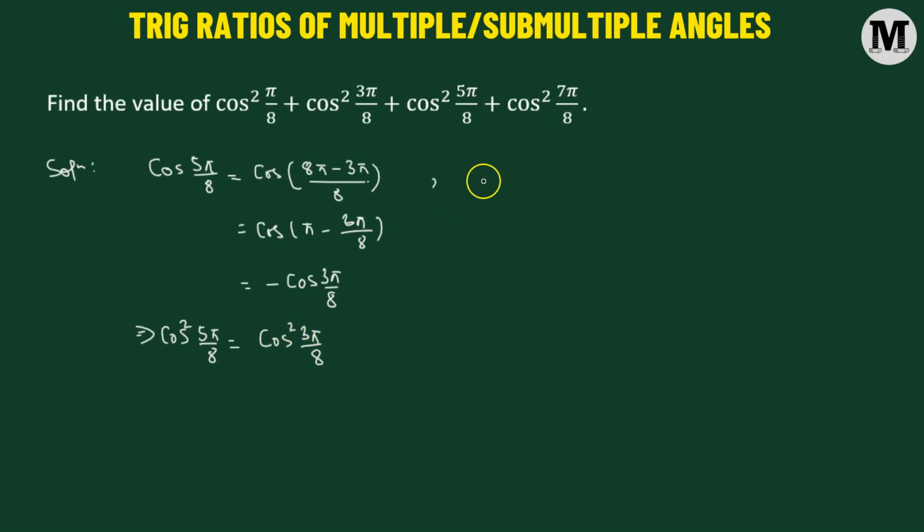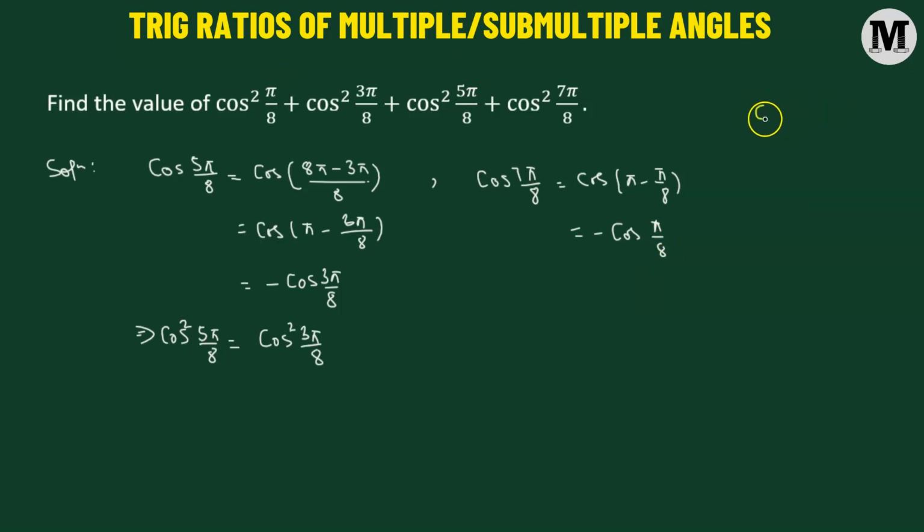Next, coming to the fourth term. Here we'll start with cosine of 7 pi over 8. Now 7 pi over 8 can also be expressed as pi minus pi over 8. Again, we use the same logic. So this is going to give us negative cosine of pi over 8. Let me write it down.